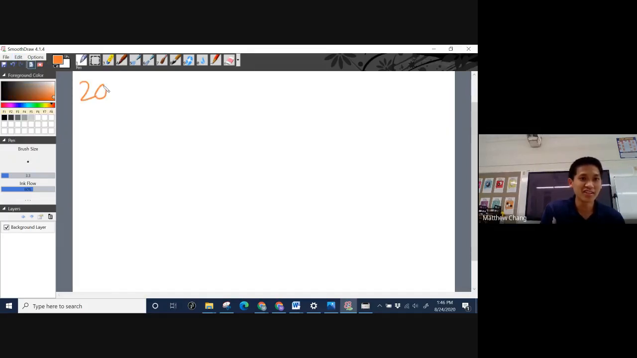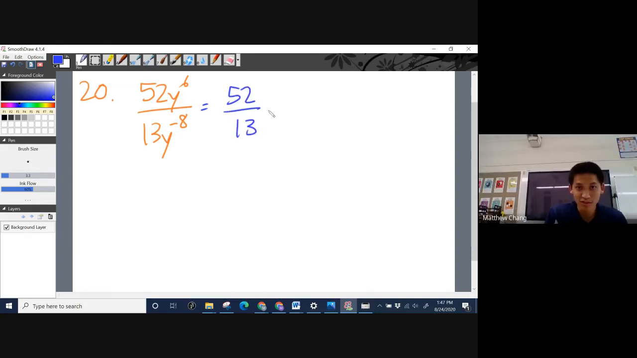Number 20. All right, so 52y raised to the 6 divided by 13y raised to the negative 8. There are a couple of ways that you could do this. You could do 52 divided by 13, and then treat that one separately. So 52 divided by 13 times y raised to the 6 times y raised to negative 8.